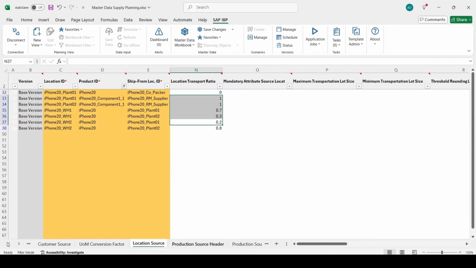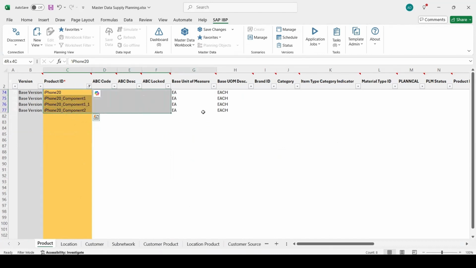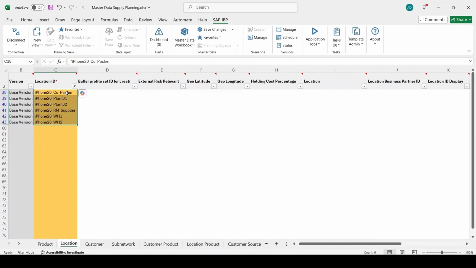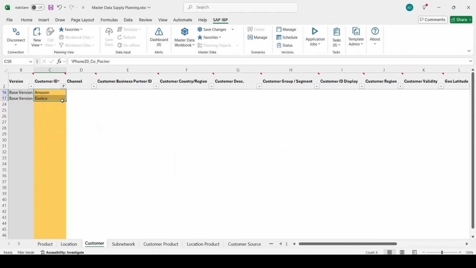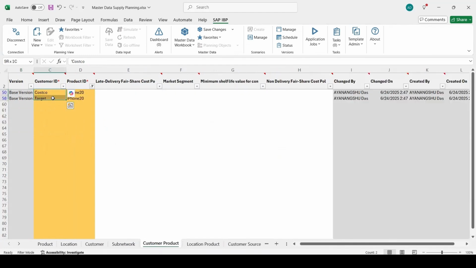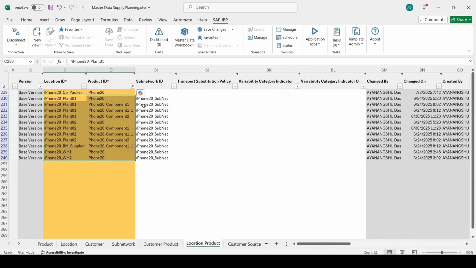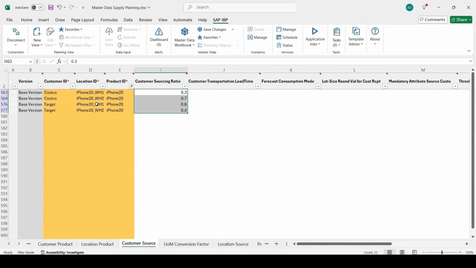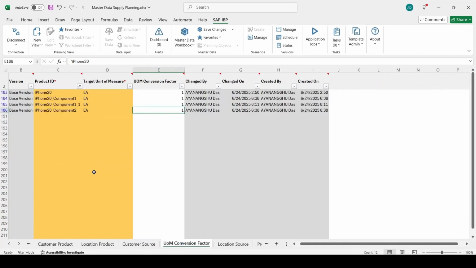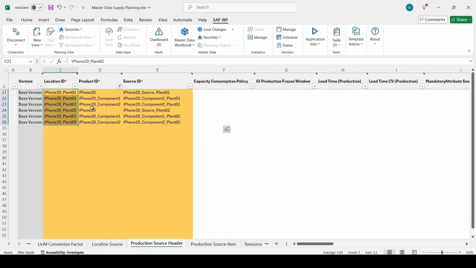So in the master data, what we see first is the product. In this, we have defined the product, and in the location, we have defined the locations related to this sub network. Then we have the two customers defined. We have the customer product defined, and we have the location product, where all the locations are defined and mapped to the products. We are defining the products and the warehouse to the customers, and then we have the conversion factor, and then the location source, and then the production source header, because we are defining the components.